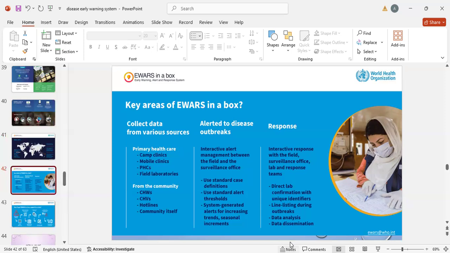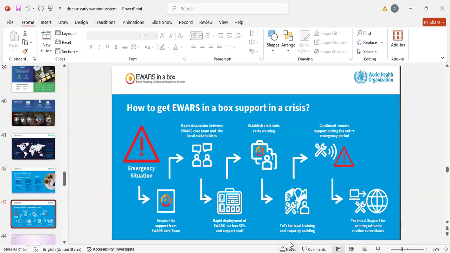disease outbreak, interactive alert management between the field and the surveillance officers, use of standard case definitions, use of standard alert thresholds, systematically generated alerts for increasing trends and seasonal increments, and the response, interactive response with field surveillance officers, lab, and response team. How to get eWARN in a Box support in a crisis.